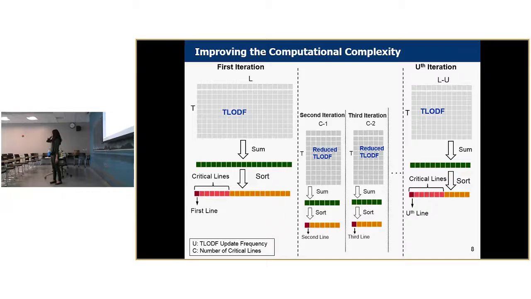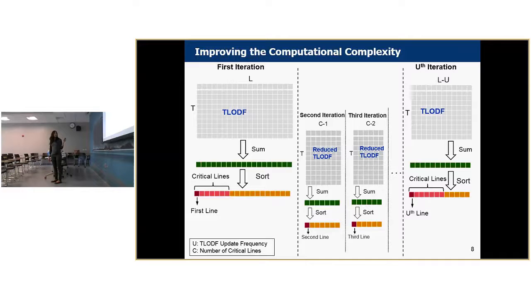Now, the problem with this approach is that at each iteration, you have to calculate the TLODF, and that is computationally expensive. So to address this issue, we came up with a faster version of the algorithm. In this faster method, the first iteration is the same. You calculate the TLODF, you take the sum and you sort it, and then the first line in the sorted list is the first line that you open.